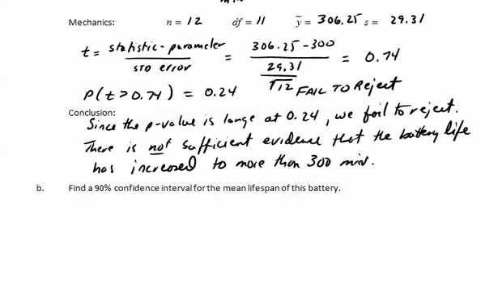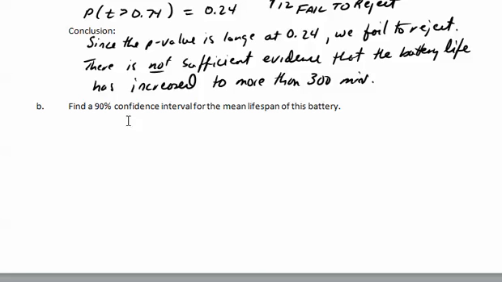Okay, the next thing it asks you to do is to find the 90% confidence interval. If you look at your formula sheet, you know that the confidence interval is the point estimate plus or minus the margin of error. And the margin of error here is going to be the t star, and I'm going to put a little 11 underneath as a subscript because that's how many degrees of freedom there are, times the standard error.